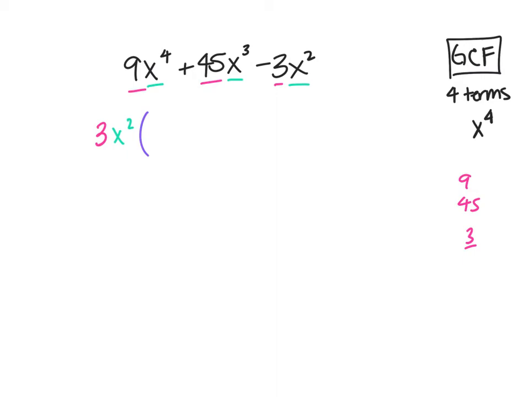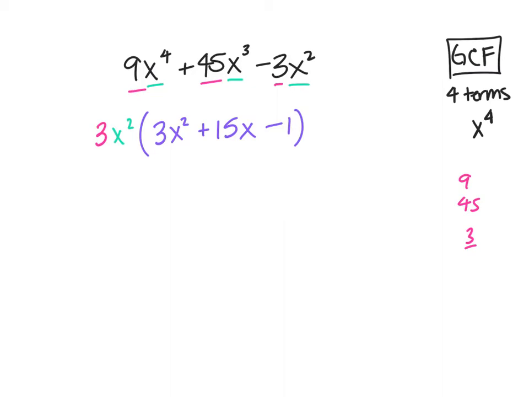So 9 divided by 3 is 3. x to the 4th divided by x squared is x squared. You just subtract exponents when you're dealing with those. And 45 divided by 3 is 15. x cubed divided by x squared is just x. And then negative 3x squared divided by positive 3x squared leaves us with a minus 1. And even if that was a plus and we were taking out the full term, you would still have to have a plus 1 in there as a placeholder. So we have it factored.